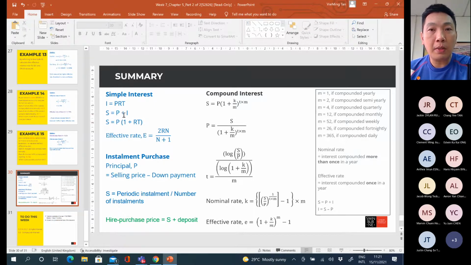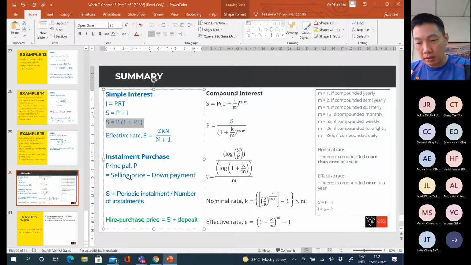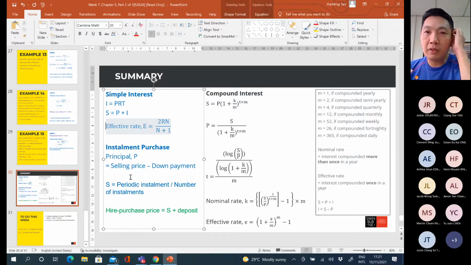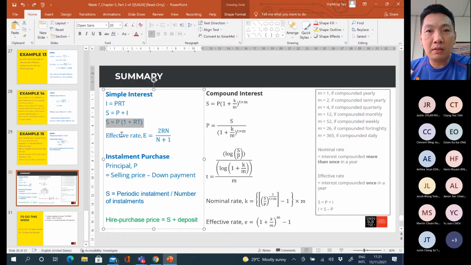Or you can combine these two formulas in order to get this. But if you are confused, then it's okay. This formula is actually combined from these two. So if you're confused, you can just remove this one. It's a combination of the first and the second formula. Then you can get this.